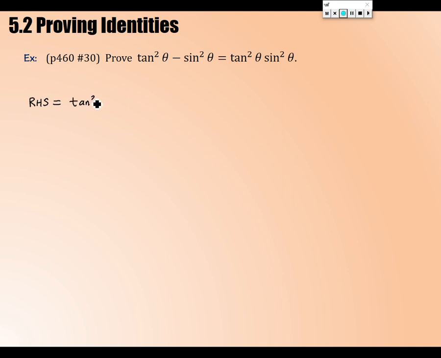All right, and now I need an idea. By the way, before we even start proving this, we should sometimes step back, forget the proof for a second, and just appreciate that if this is true, it's really interesting and beautiful. Tan squared minus sine squared is the same thing as tan squared multiplied by sine squared at any angle. That's really quite amazing. How could that be? Well, apparently it is, and we're about to prove it.